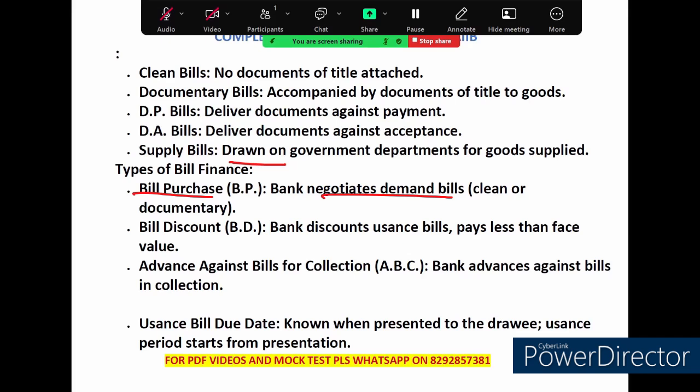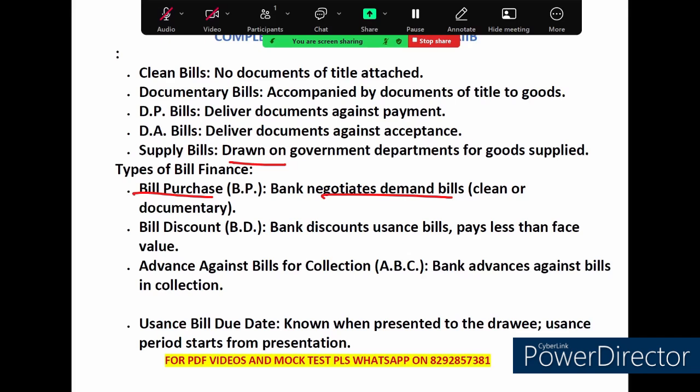Now let's talk about the next part, that is our bill discount. So this is another kind of bill finance. When I say bill discount, it means the bank buys a usance bill but at a discount, meaning they pay you less than the face value of the bill. That is called bill discounting, right? So they buy the usance bill. When I say usance bill, what does it mean? That payment will be made after a certain date, right?